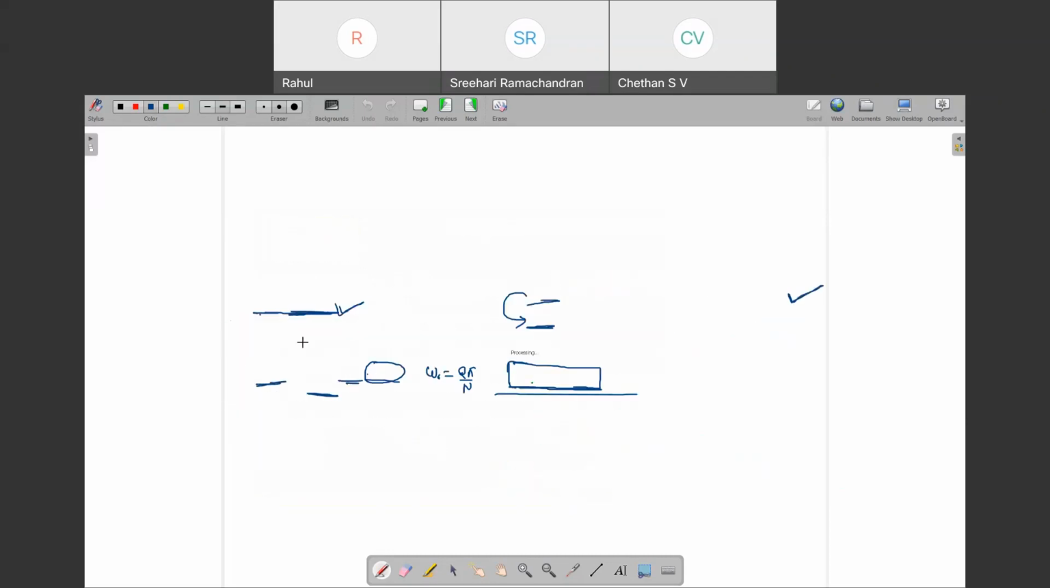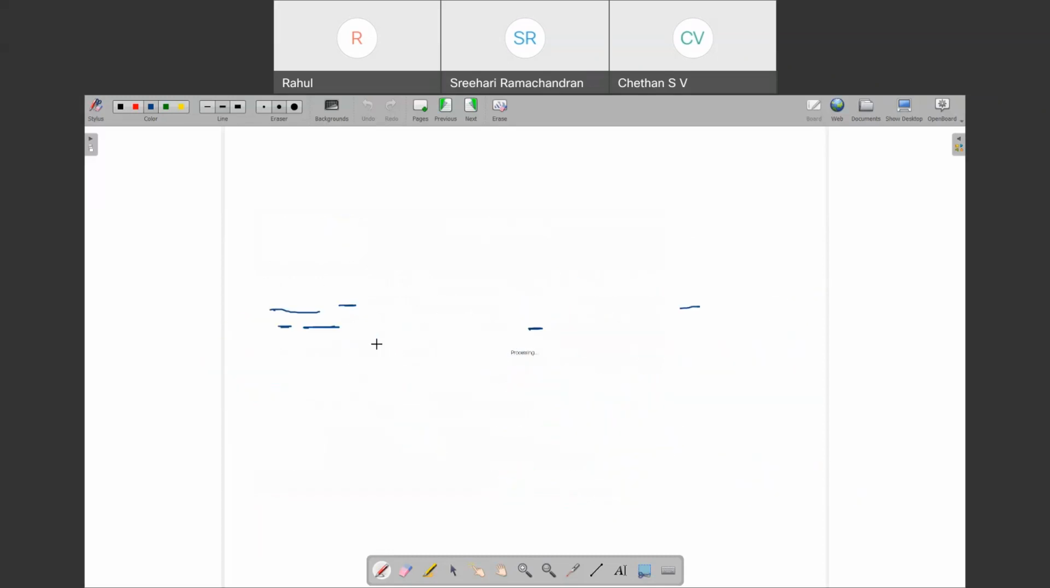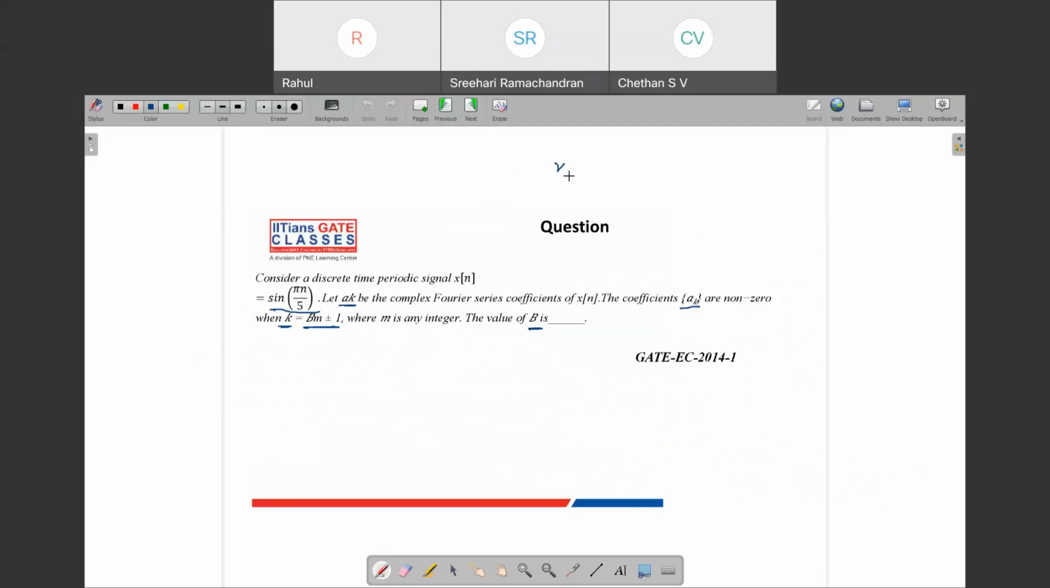This is the equation that we are going to use to compare it: x of n is equal to summation of x of k e to the power j k omega naught n. So let me write it here. x of n is equal to summation of, in this case it is written as a of k, so I will write it as a of k instead of x of capital K, e to the power j k omega naught n.